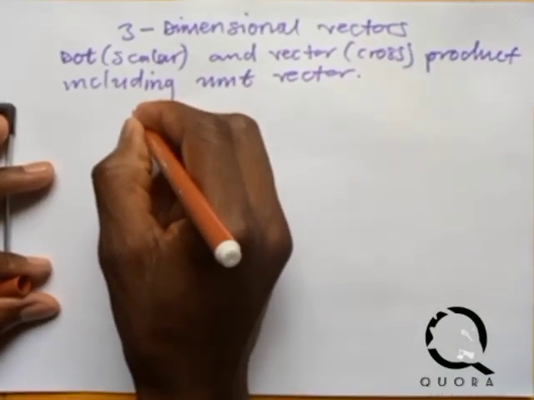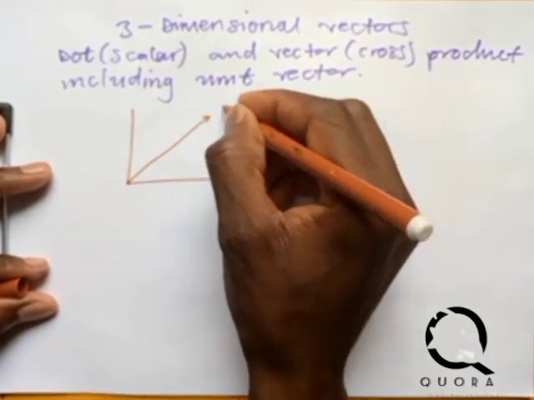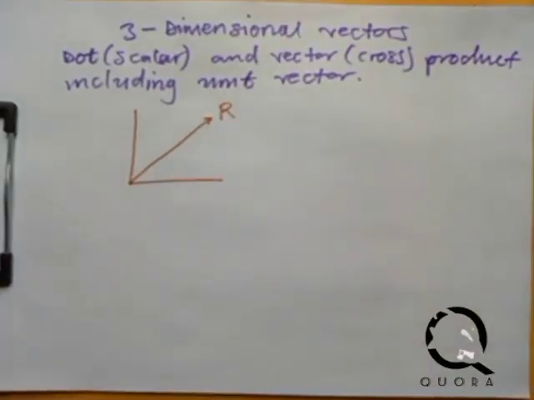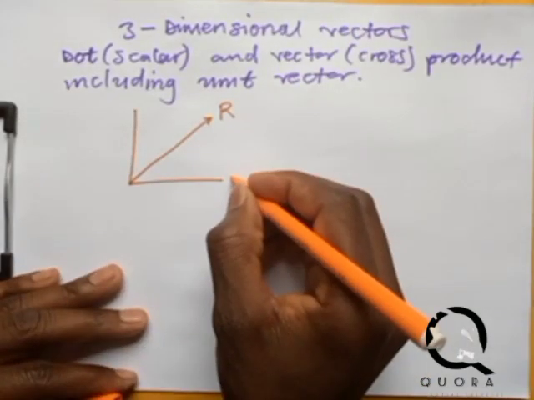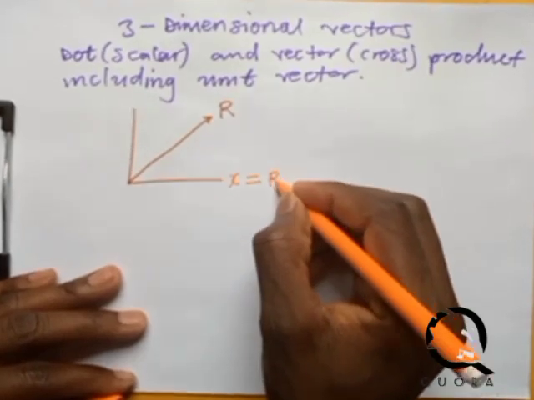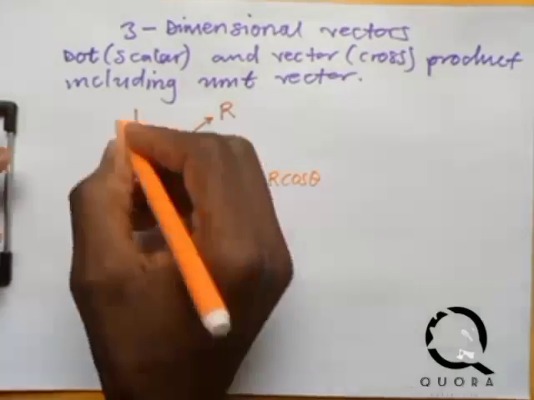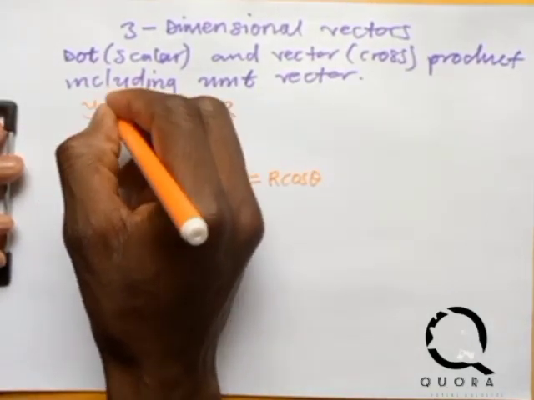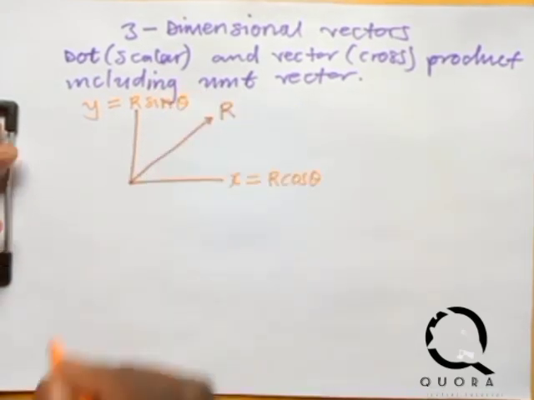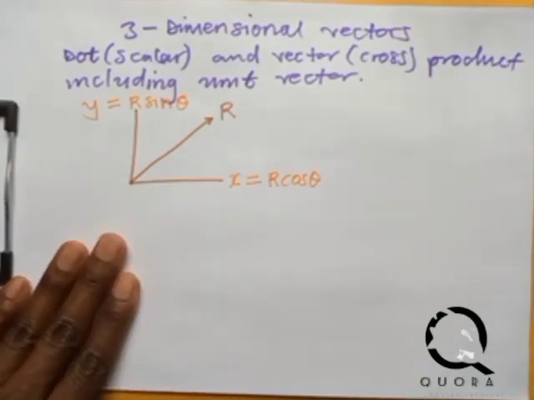Under three-dimensional vectors, it is different from two-dimensional vectors in such a way that under two-dimensional vectors, a vector can be given like this. We are going to have the resultant here. If you have a resultant there, they can give you the x component, which is going to be equal to r cos theta, right? Then this one, which is my y component, has to be equal to r sine theta. So this is according to two-dimensional vectors.